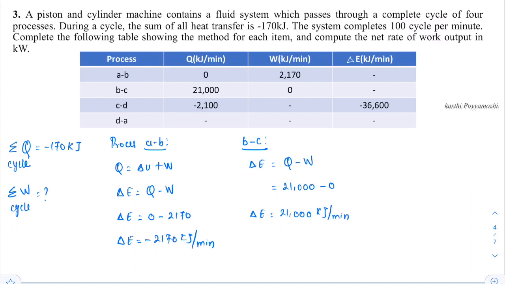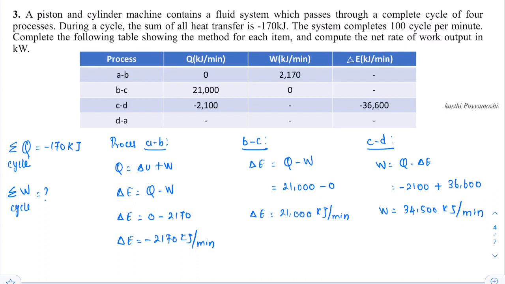In the next process, from C to D, we have to find the value of work done, which is nothing but W is equal to Q minus change in internal energy, where Q is equal to minus 2100 and the change in internal energy is 36,600, and we will get a value of 34,500 kilojoule per minute.